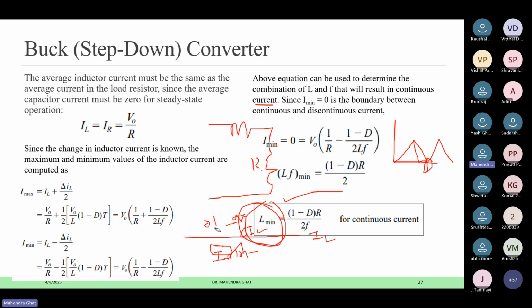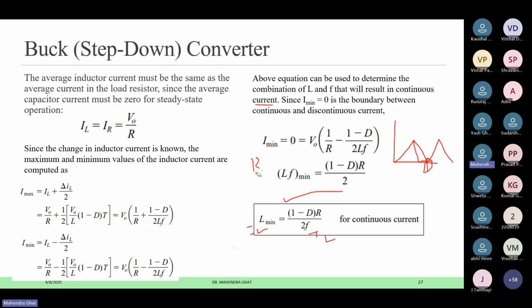So actually, in a practical design, you will be told that I have this input and I want this output. Say I have some source of 15 volt, and from that I want a load of 5 volt. Then there will be some constraints given for the ripple and that kind of thing. Depending on that we have to choose the inductor and everything.